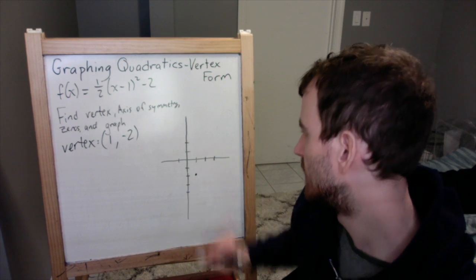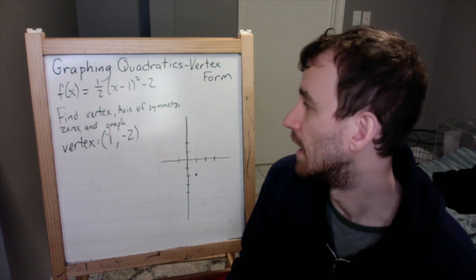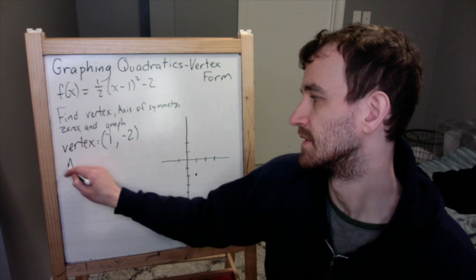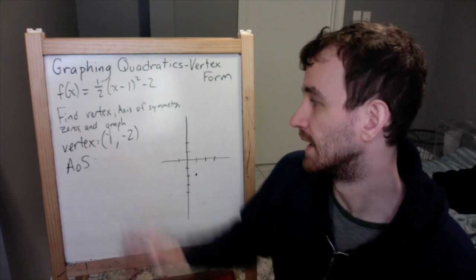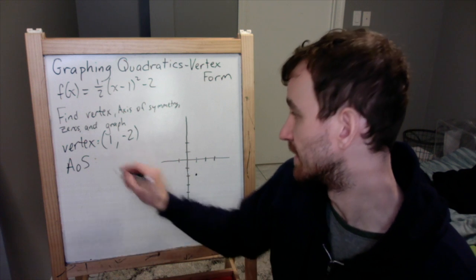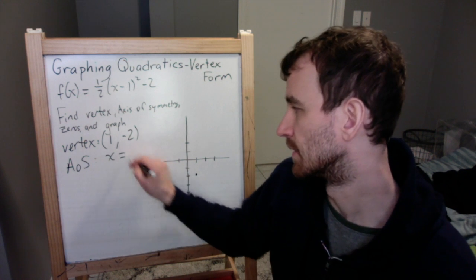(1, -2). The axis of symmetry, which I will abbreviate, is just a vertical line passing through the vertex, and a vertical line is x equals 1.